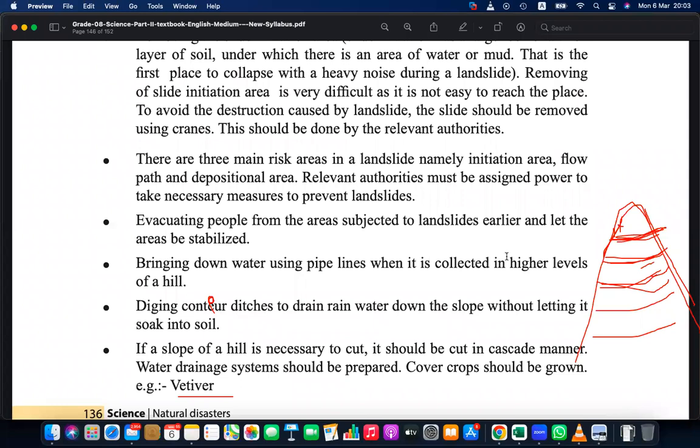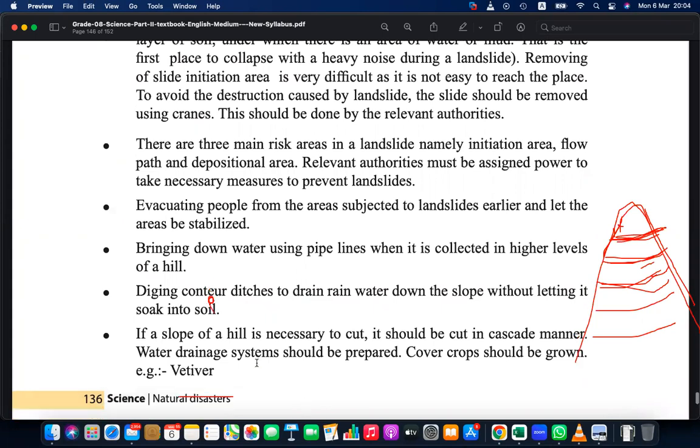Contour ditches slow rainwater on the slope, letting it spread evenly and soak into the soil instead of running off, since the soil doesn't absorb everywhere otherwise. Then the vetiver method of cultivating and preparing the land is another one.